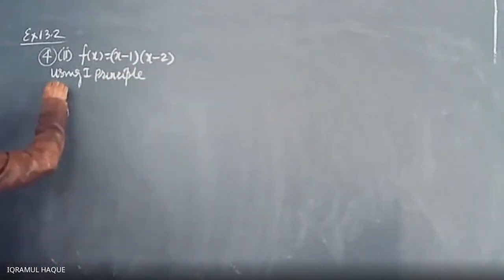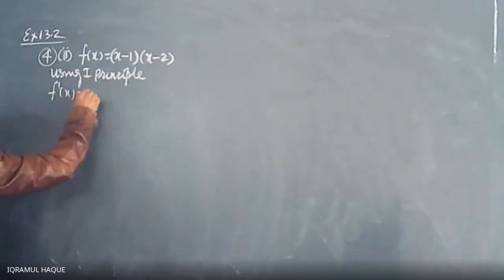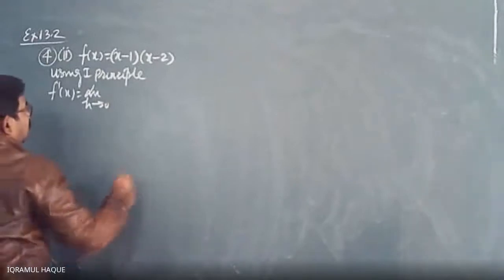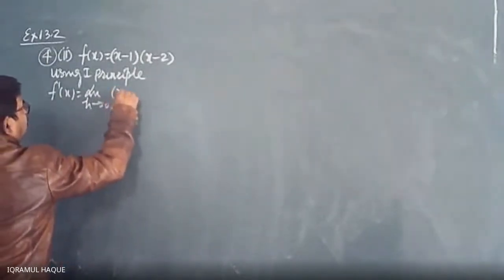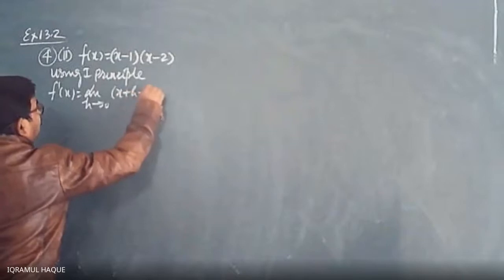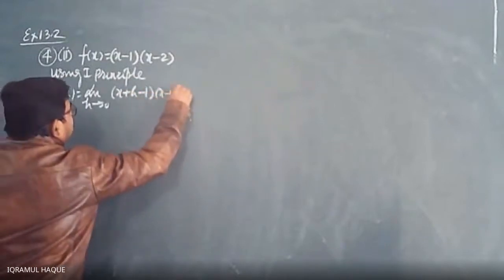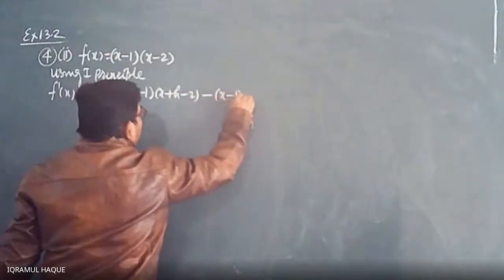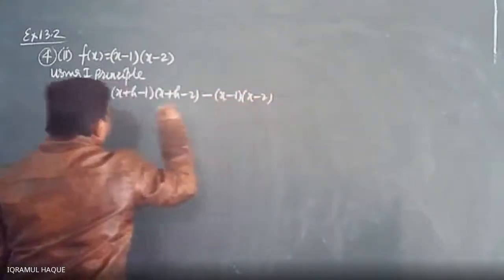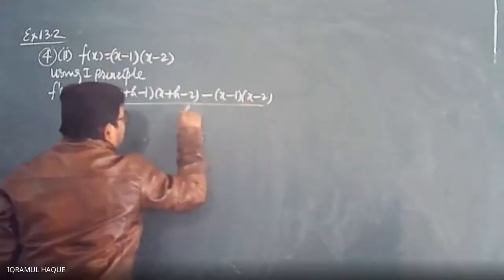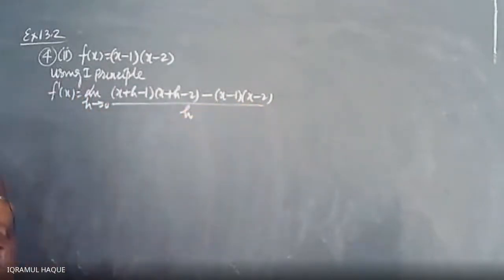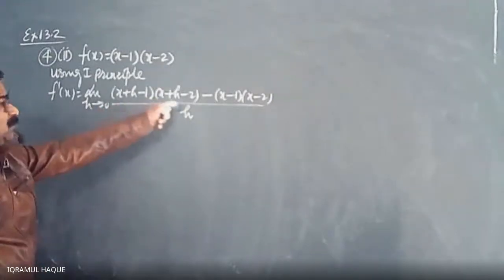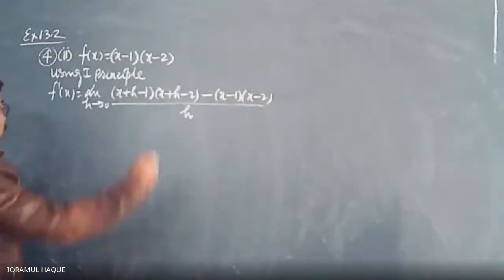we have f dash x is equal to limit h tends to 0. See, we can write (x plus h minus 1)(x plus h minus 2) minus (x minus 1) into (x minus 2) upon h. What we have done? Just added h to x. Now multiply these two brackets.